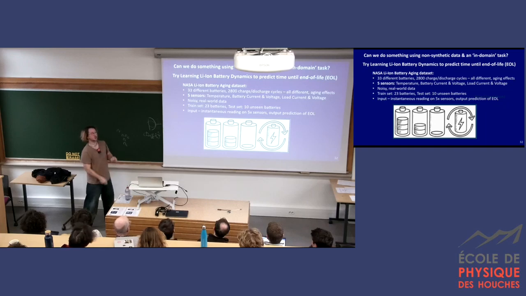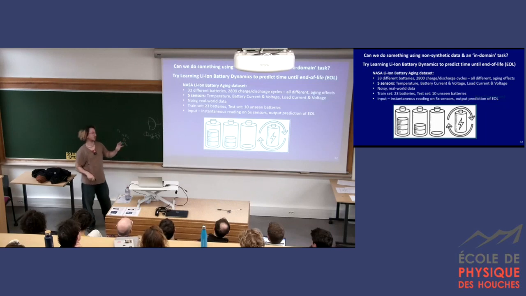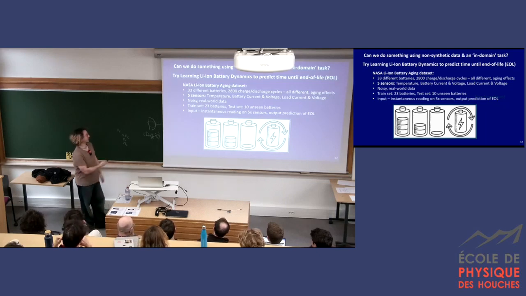So the task is we just show an instantaneous reading of those 5 sensors, and you need to tell us how long before this battery is completely dead, right? Before you can't recharge it anymore, before it's no good. And you might really care about that as something in space where you can't just go and buy a new battery. If you want to do this task, you might want your sensor to be really low energy, so you're not draining the battery itself, and it's working in voltage.